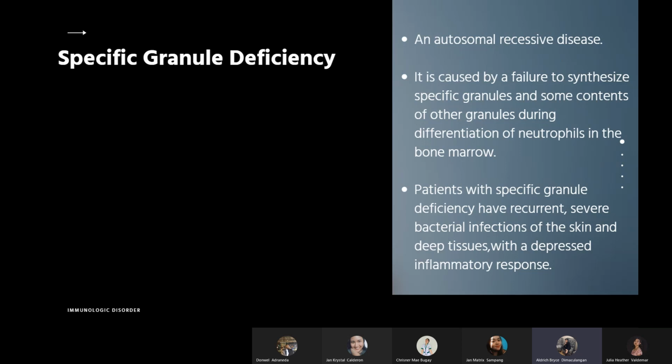Patients with specific granule deficiency have recurrent severe bacterial infections of the skin, deep tissues with depressed inflammatory response. Usually, ang problem naman natin dito is ang ating granules na hindi niya kagad na di-differentiate yung neutrophils sa mga other contents na pumapasok, lalo na pag yung neutrophils kinalaban niya yung mga foreign substances and other bacteria, hindi niya kagad na detect yun. Next slide.